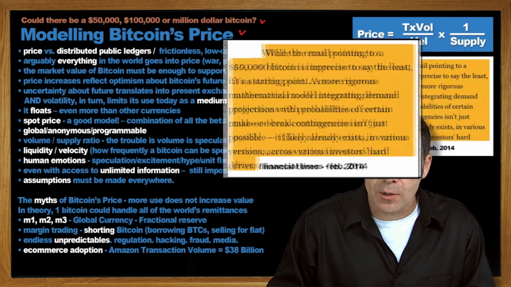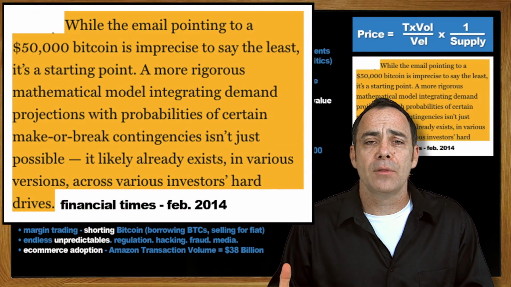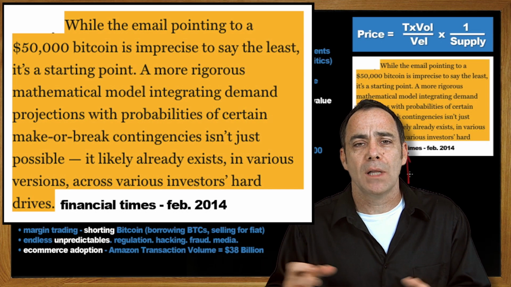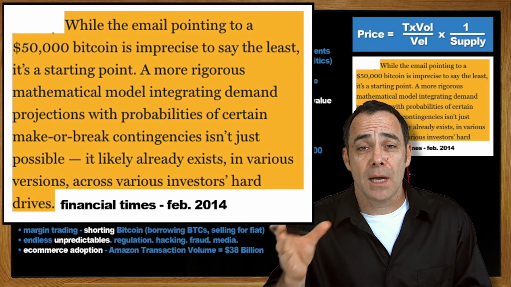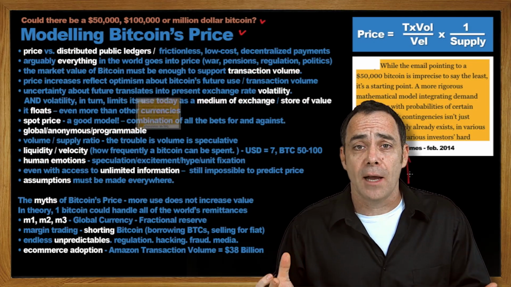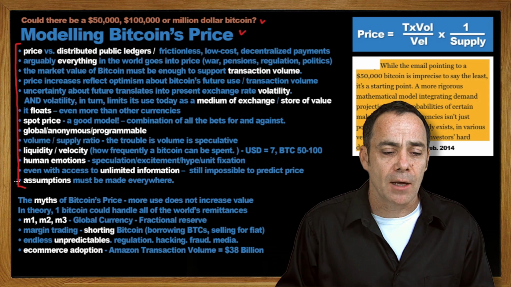And here we have a Financial Times article suggesting that, well, there are a lot of models already out there, but most of them are private. So a lot of investors use models. They build their own models to try and determine if it's a good time to invest, buy Bitcoin, or even sell. So let's run through a quick list of the major concerns one might have if you're going to model the price of Bitcoin.